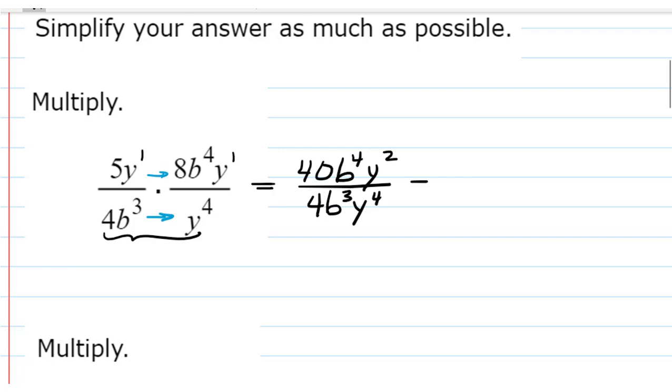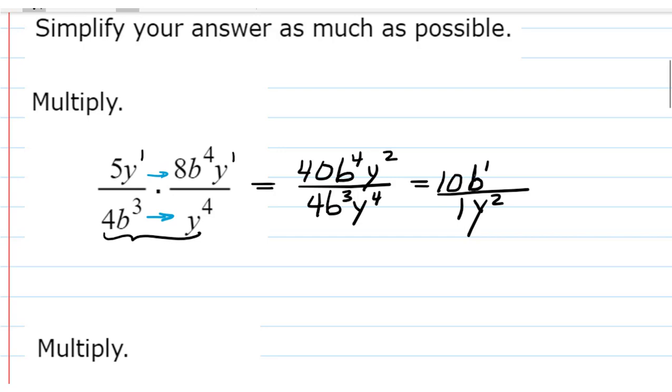Now let's reduce. So 40 divided by 4 is 10. And 4 divided by 4 is just 1. And then b to the 4th divided by b cubed, since there are 4 factors of b in the top and 3 in the bottom, 3 of them cancel out, leaving just 1 left in the top. Y squared over y to the 4th, there are more factors of y in the denominator, 2 more than in the top. So we're going to have 2 left.